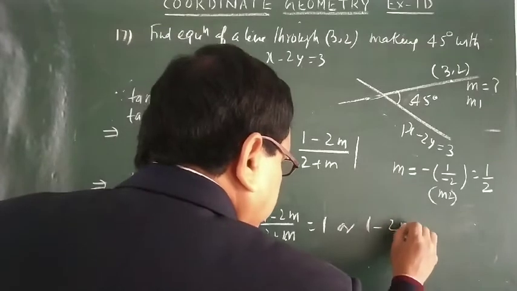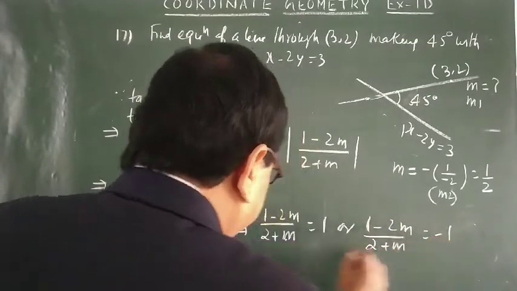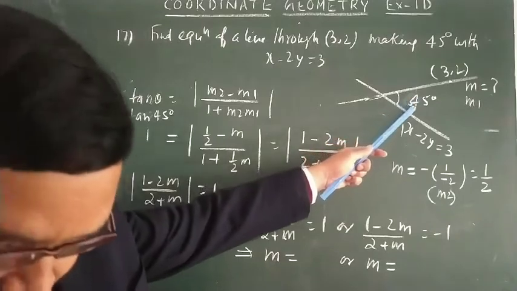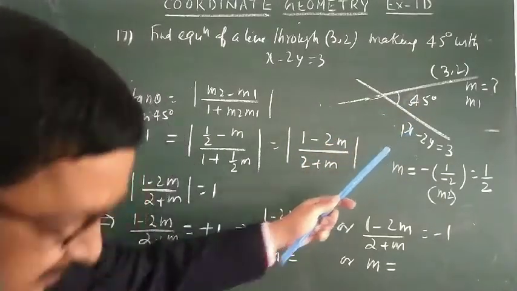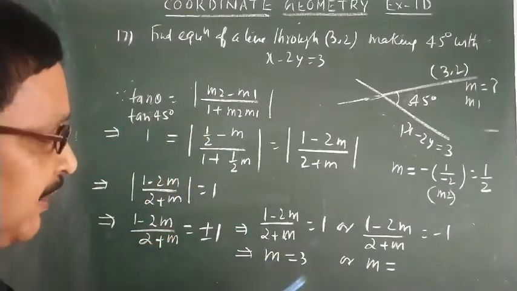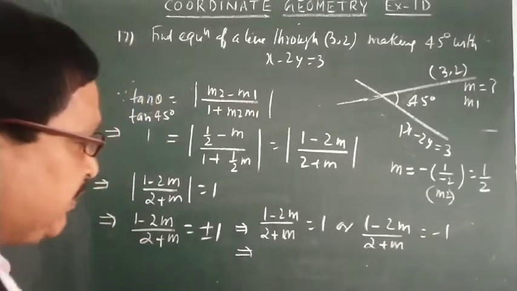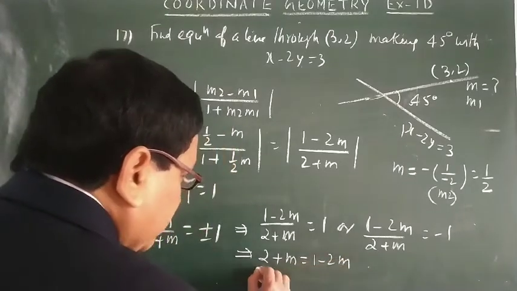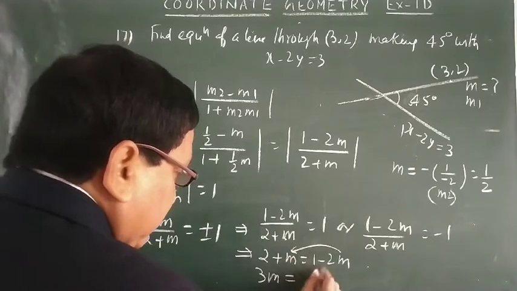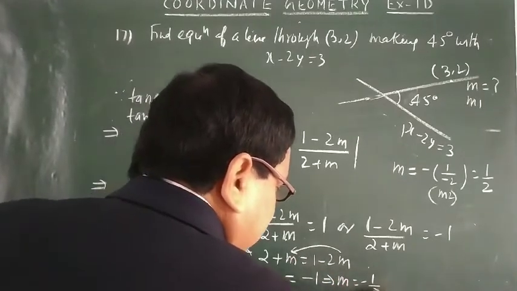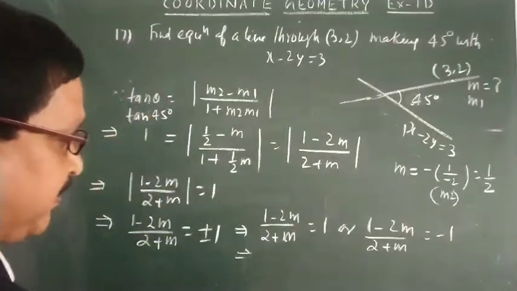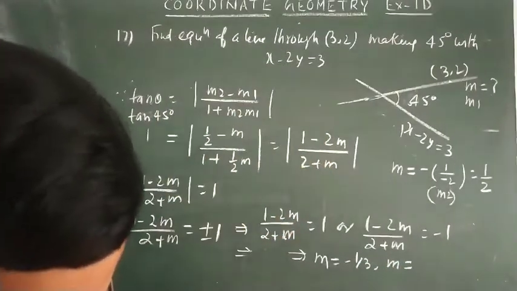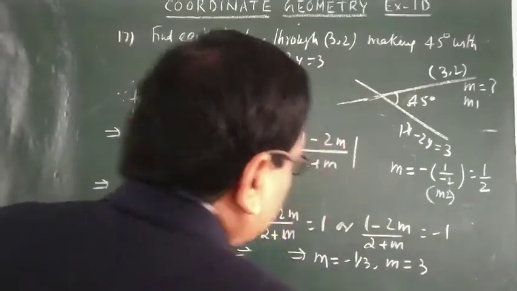This gives m, the slope of this line. We are going to collect both values; one of them will be 3. Let us simplify this. 1 minus 2m is equal to 2 plus m. So 3m is equal to minus 1, so m is equal to minus 1 by 3. So this gives us m is equal to minus 1 by 3 and m is equal to 3.